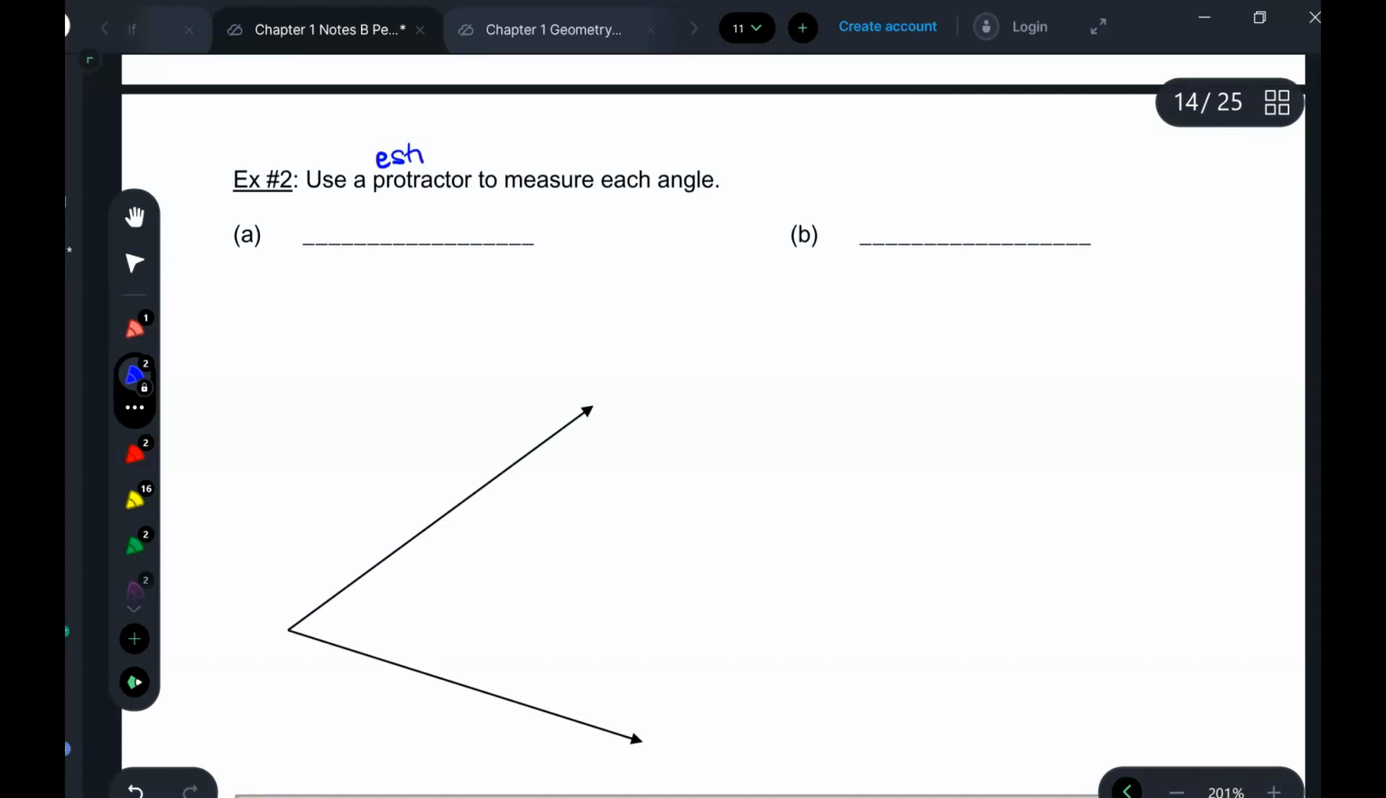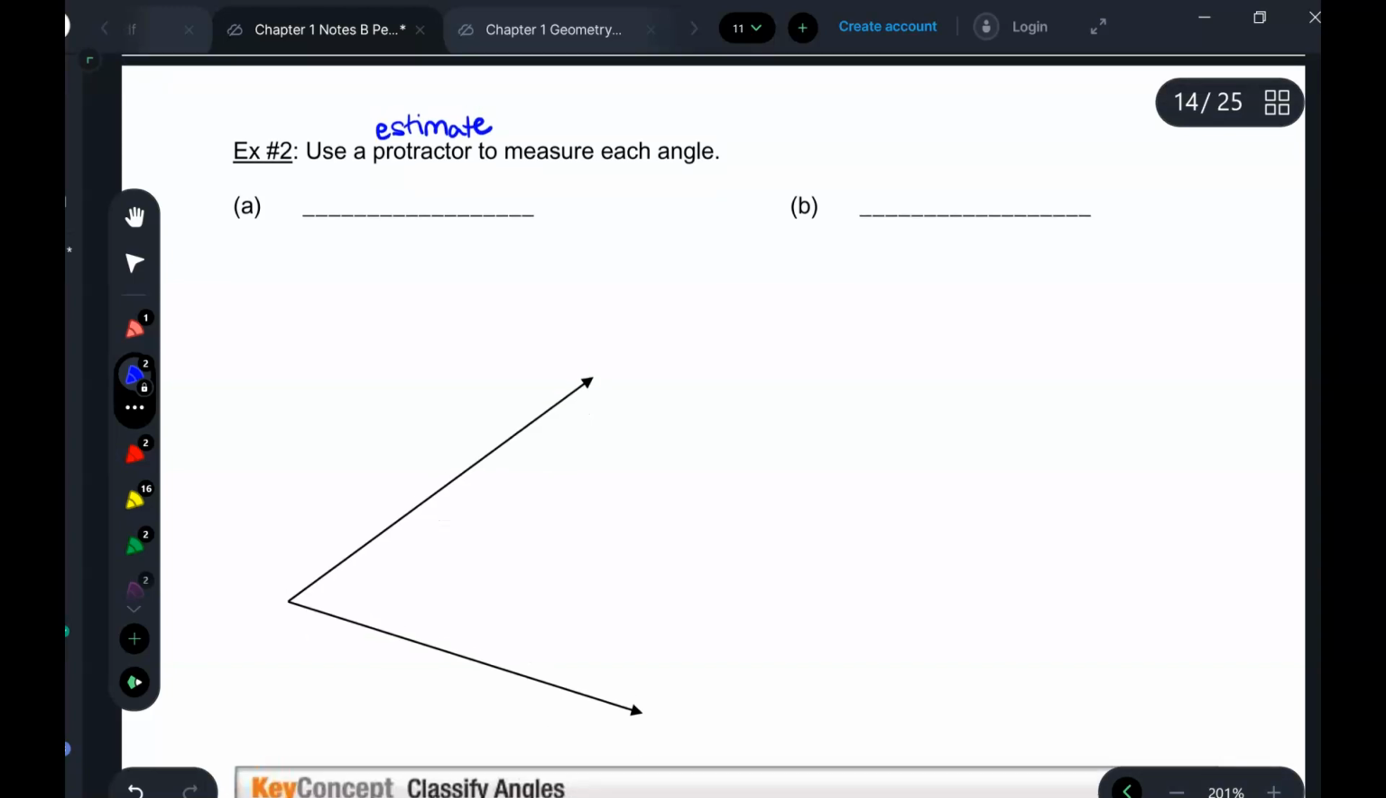Wait, when you say estimate, what if it's a really weird number and then we get it one off? That's okay. I'm not worried about it. Just a range, like within 40 degrees. Do you think this is bigger than 90 or less than 90? Less. Less than 90. Just throw out a number.